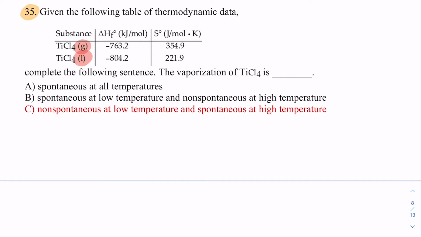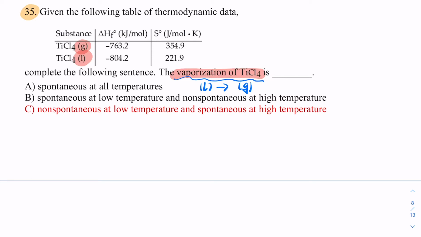Then it says vaporization. What does that mean? That means it's going from liquid to gas phase. Then it's asking if it's going to be spontaneous at what kind of temperature. It's not even asking you to solve for the actual value. Then you go, how do I use these numbers here? Of course, you have to see what kind of situation you're dealing with.